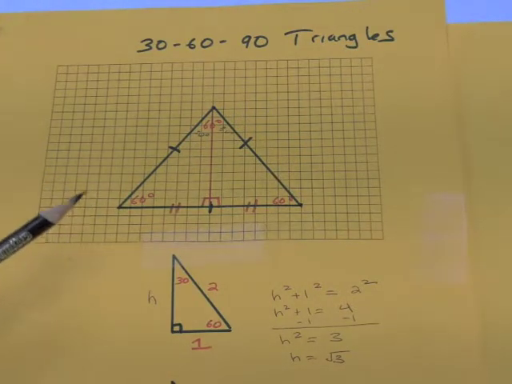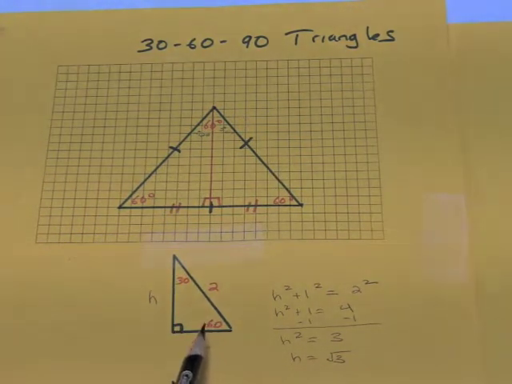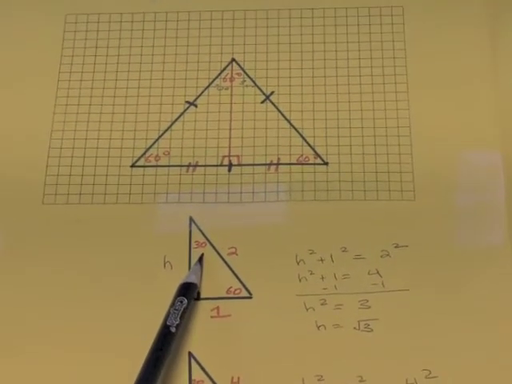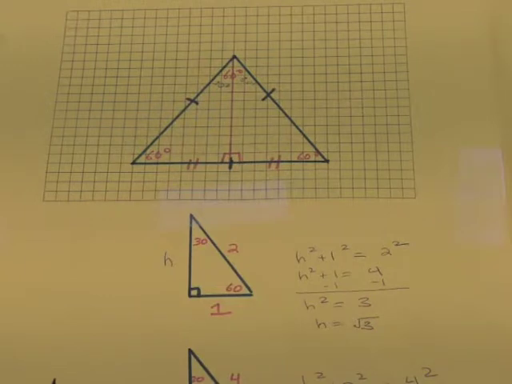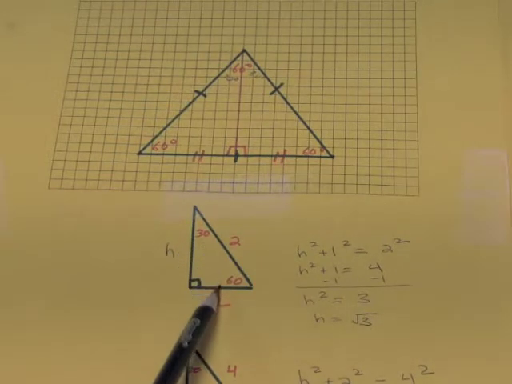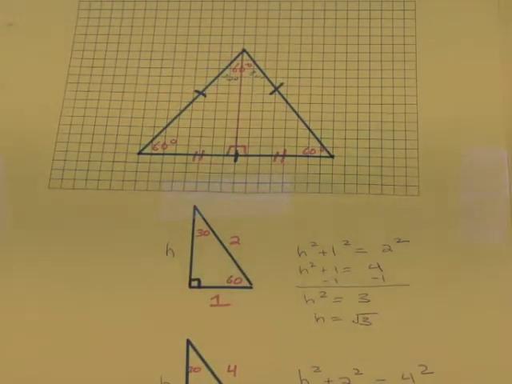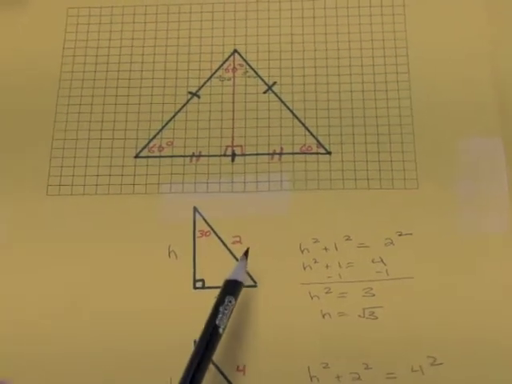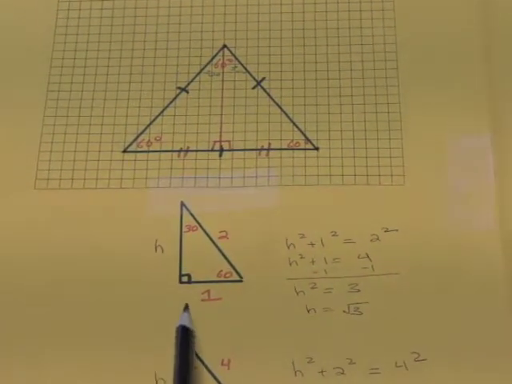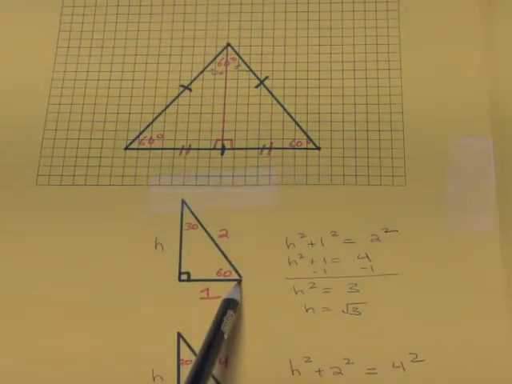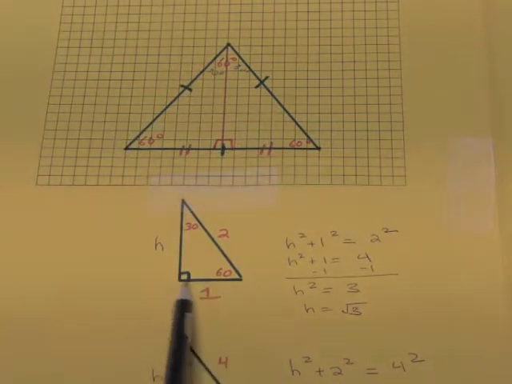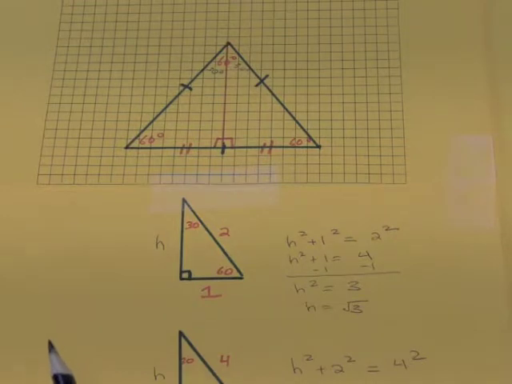So one of the rules we know about 30, 60, 90 triangles, just because of how they're created, is that the side opposite the 30-degree angle, notice this is the 30-degree angle here, is always going to be half the hypotenuse. That's one thing you just want to remember. The side opposite the 30-degree angle is half the hypotenuse. So we're just going to look at a couple of these 30, 60, 90 triangles and figure out what the height is. Notice we know the hypotenuse and we know one of the legs. We know the shorter leg because it's opposite the smallest angle.